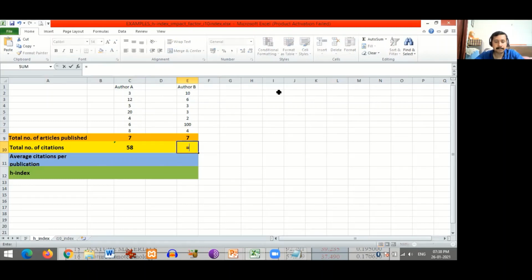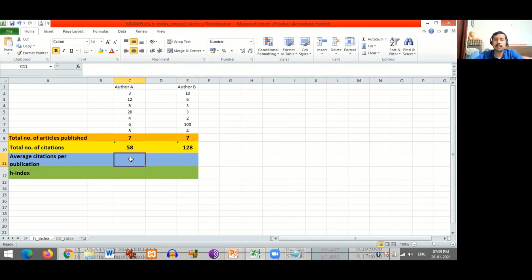Total number of citations earned by author A is the sum of the citations for all the articles published by author A, which is 58. For author B, it is 128. If we stop our comparison at this stage, we can easily conclude that author B is more impactful than author A because author B has a higher number of citations than author A. For some years, scientists used to base their comparison on the number of citations received alone. But then came George Hirsch's concept, consistency in receiving citations for each of the articles published by the author.